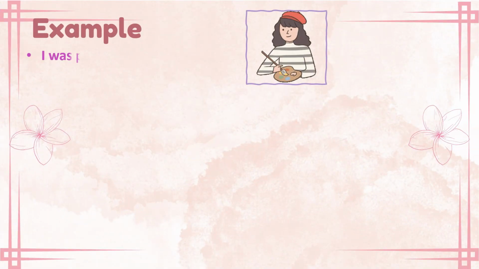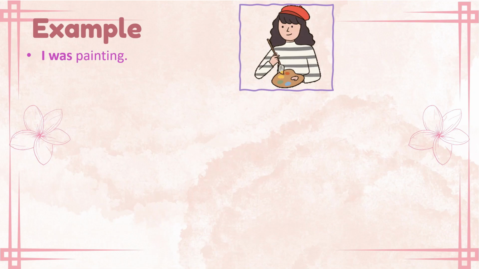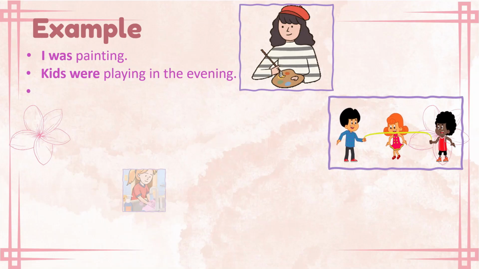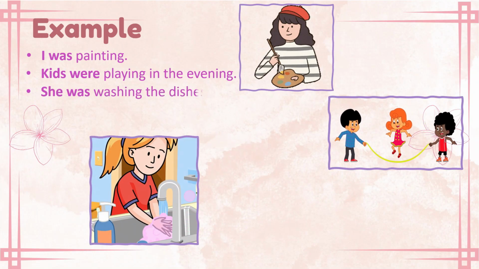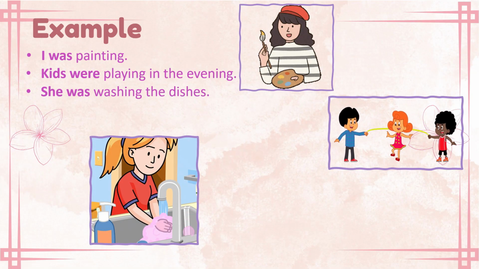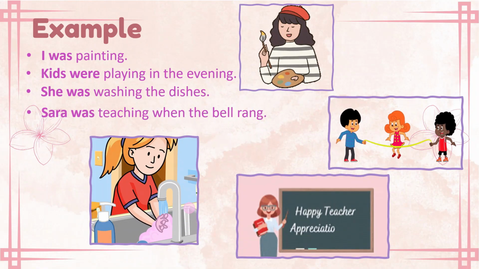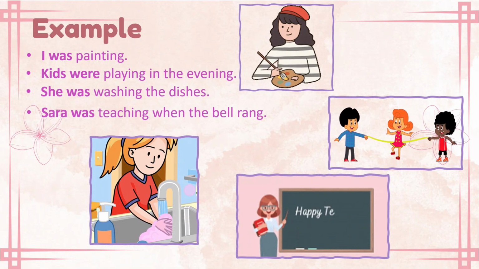For example, I was painting. Kids were playing in the evening. She was washing the dishes. Sarah was teaching when the bell rang.